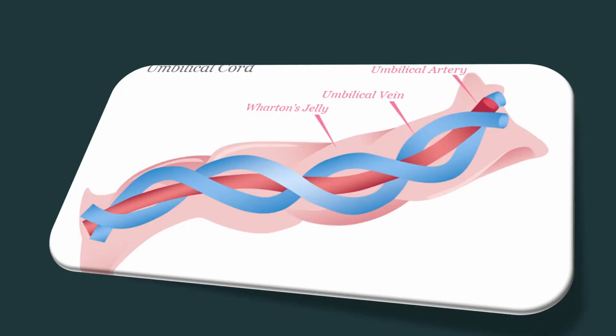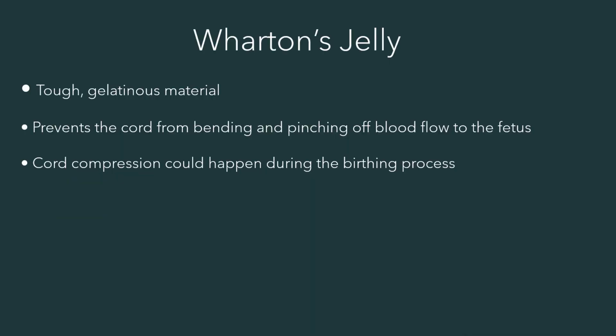Diagram of umbilical cord showing umbilical artery, umbilical vein, and Wharton's jelly. Wharton's jelly, a tough gelatinous material, prevents the cord from bending and pinching off blood flow to the fetus. Cord compression could happen during the birthing process.